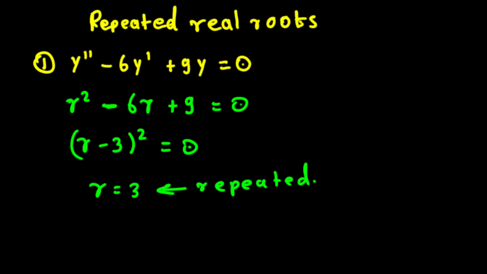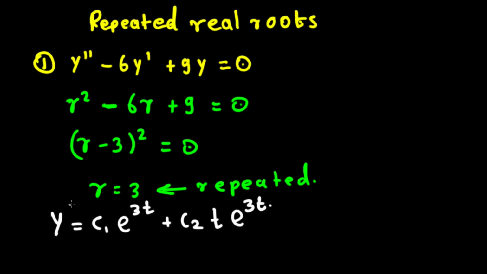Whenever we have a repeated real root, what we do is we write the general solution for the differential equation in this pattern. Y is equal to c1 and e power, we put this r right here in the power, multiply by t, and also we put another constant c2 and multiply this one by t and e power 3t.